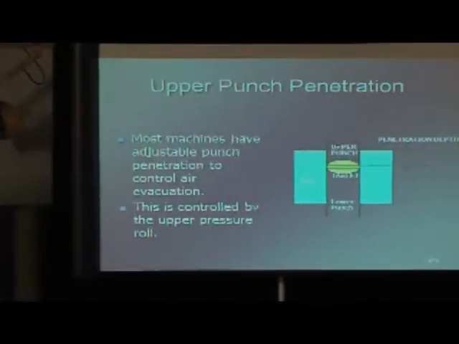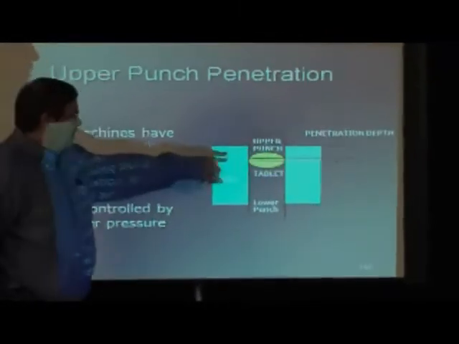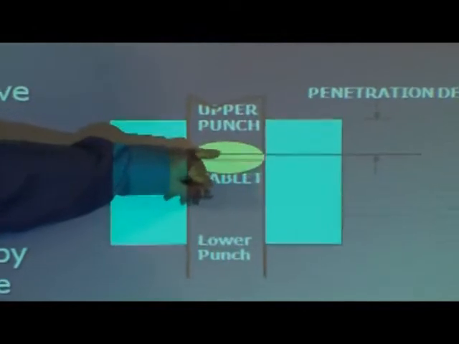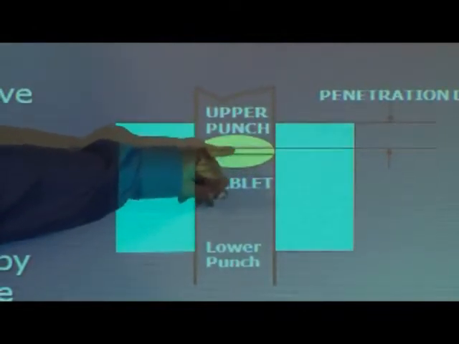Okay, here's an example about the penetration depth. That just will show you where inside of the die you're going to make the tablet. I skipped a few pages. Sorry about that.